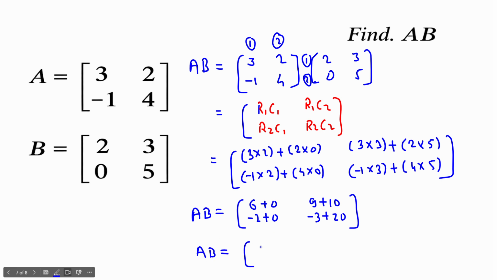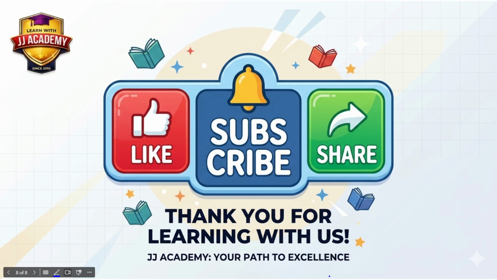So your final step is AB is equal to, just add these values: 6 plus 0 will be 6, 9 plus 10 will be 19, minus 2 plus 0 will be minus 2, and minus 3 plus 20 will be 17. In this way you can find the AB matrix of any two matrices A and B. So I hope the addition, subtraction and multiplication of matrices concepts are clear to you.